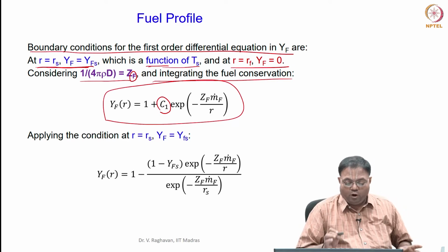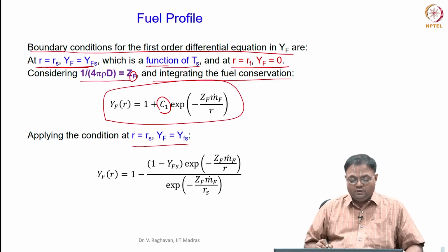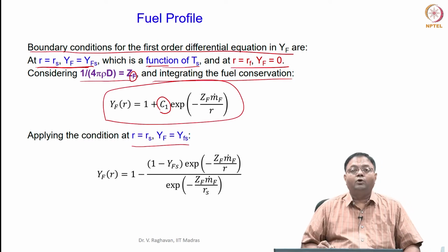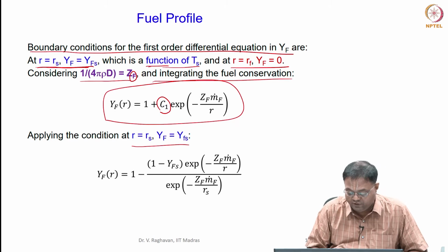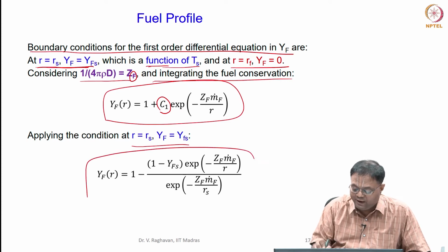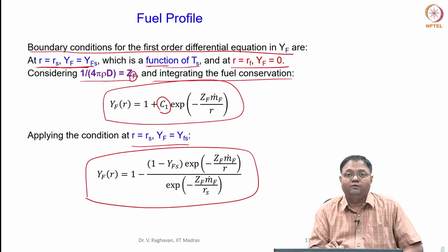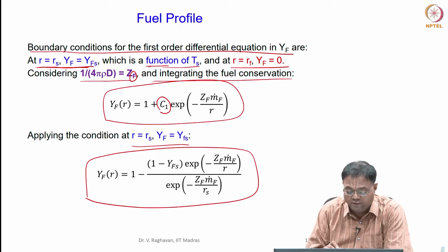Okay. So, this is the profile. So, how will you calculate the constant? Then you use one of the boundary conditions, that is at the surface r equal to Rs, Yf is equal to Yfs, then you substitute here to get the value of C1 and update the value of the profile, correct. So when only one constant is there, one of the boundary conditions is enough for me to use. So use this to evaluate the constant.